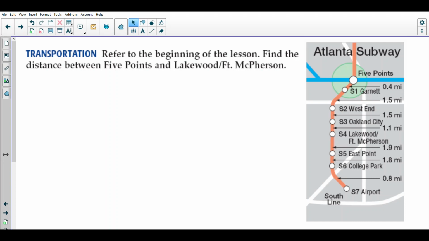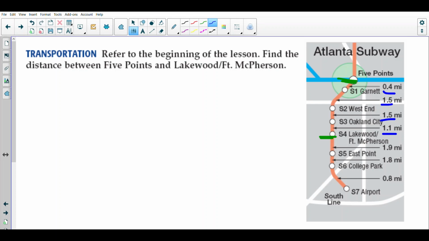So let's put these into practice. This is from the beginning of the lesson in the textbook. Find the distance between 5 points, Lakewood to Fort McPherson. I'm going to mark them off. We have 5 points right here, and we go all the way to here, so we have 4 different distances between points: 0.4, 1.5, 1.5, and 1.1.